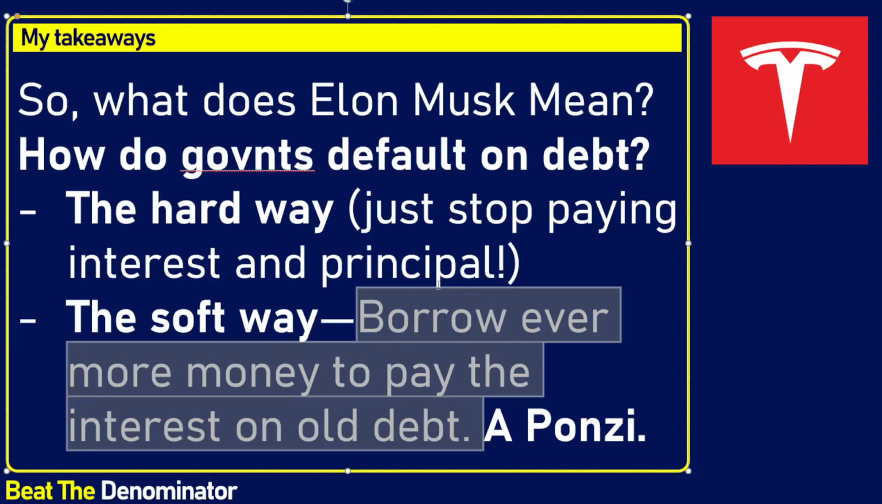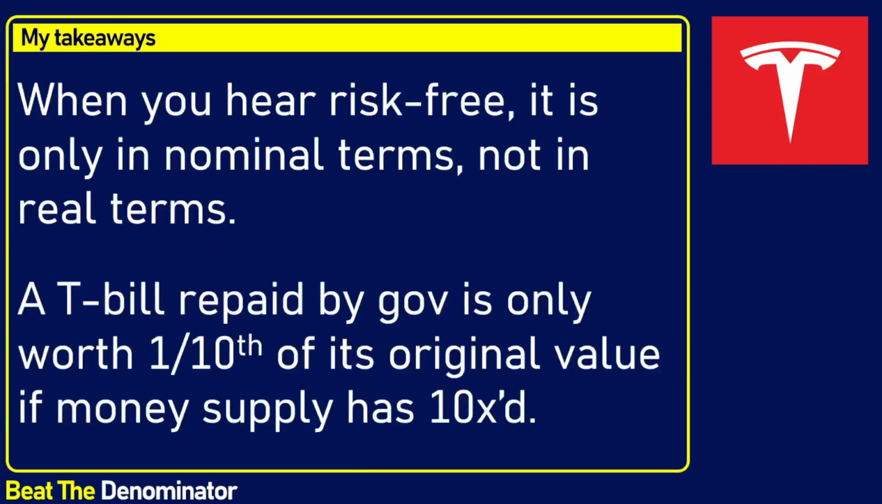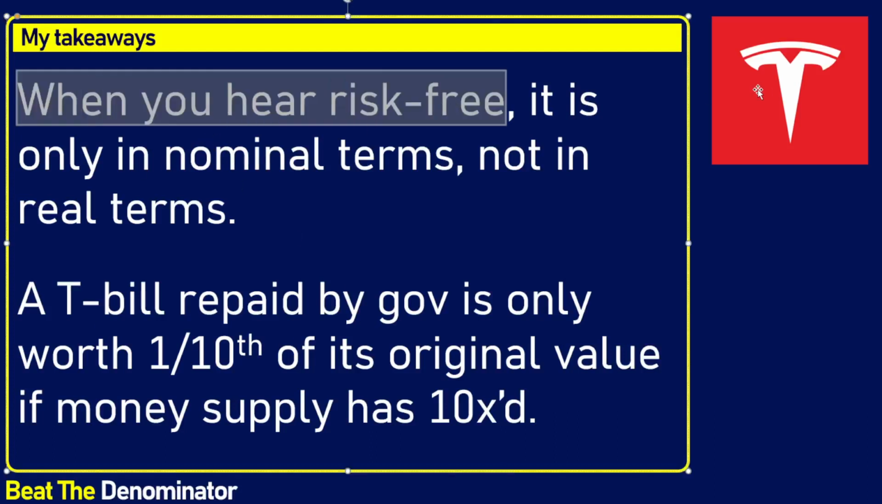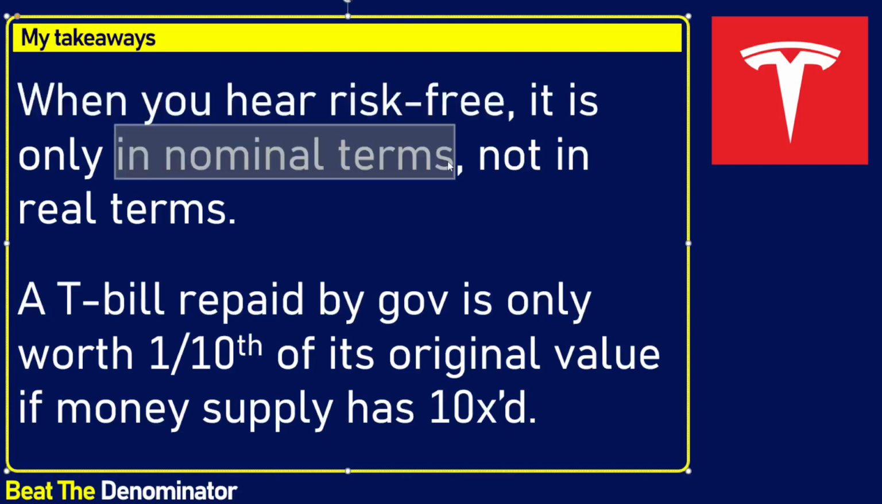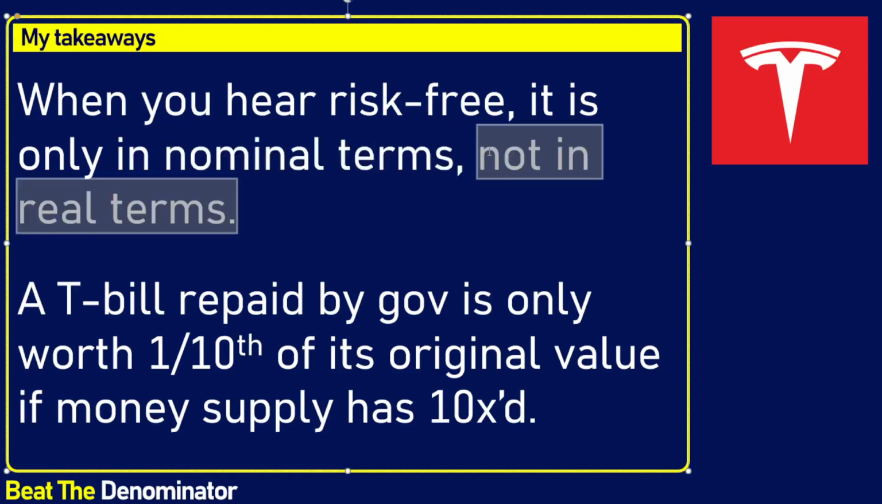And of course, the number one item in the budget for a lot of governments now is becoming the interest on those bonds that were issued prior. So you essentially have a soft way to get out of the debt, and I believe that is what Elon Musk is referring to, and that's the whole reason why I created the channel. When you hear risk-free, it is only risk-free in nominal terms, not in real terms. Your bank account is going to show green when you get that interest. But it's only in nominal terms. It's not in purchasing power terms, whether it's purchasing power of stuff or purchasing power of assets, right?